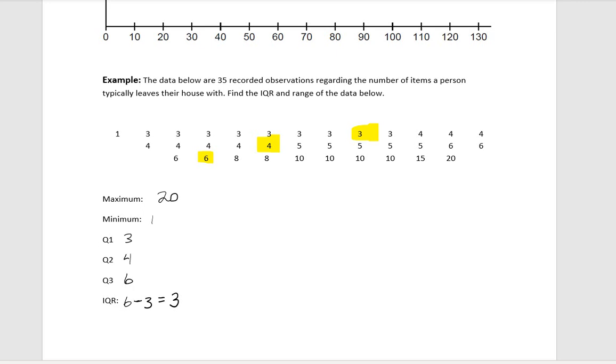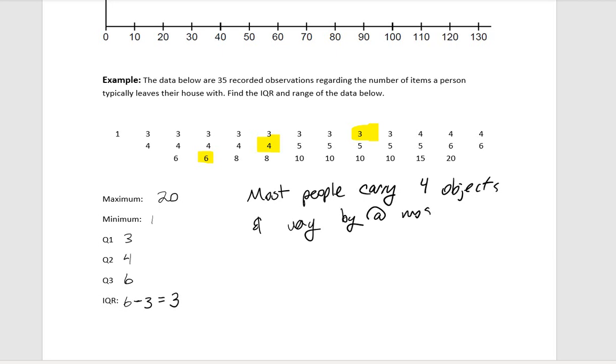Our IQR would be 6 minus 3, which would give us 3. So what this means is most people carry 4 objects and vary by at most 3 objects.